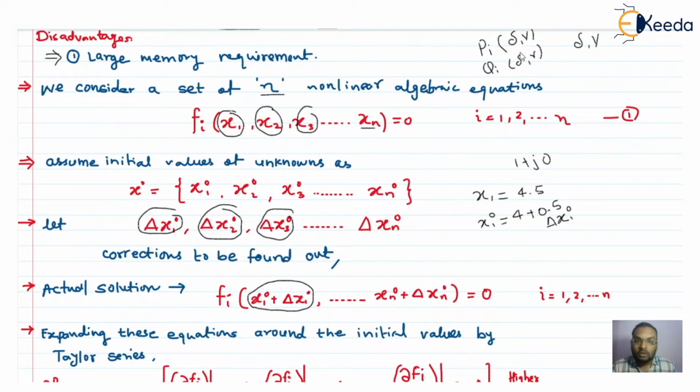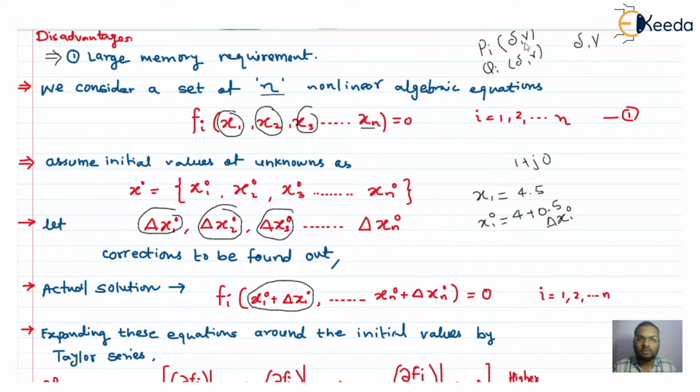So same is the case. Let us relate this with our actual load flow problem. Suppose it is a PQ bus, what are the unknowns? The voltage angle and the voltage magnitude.